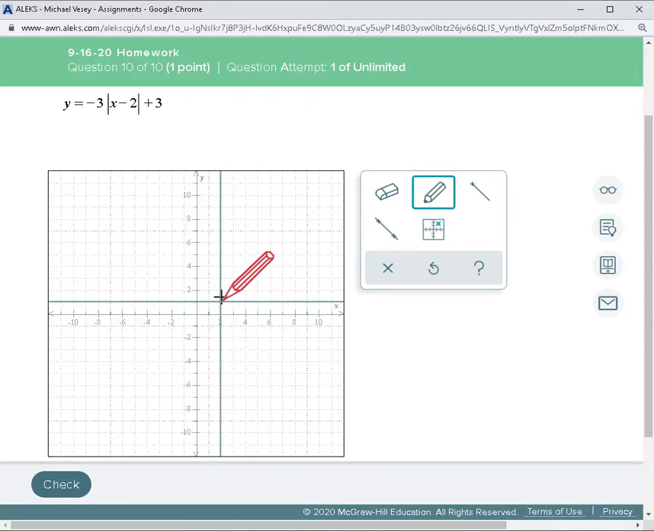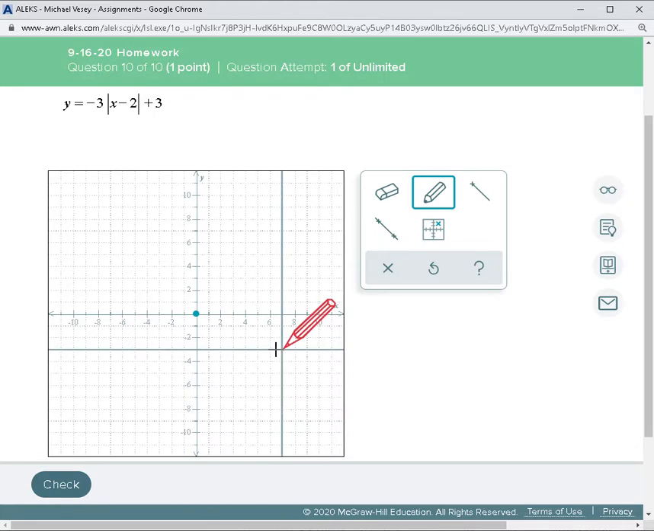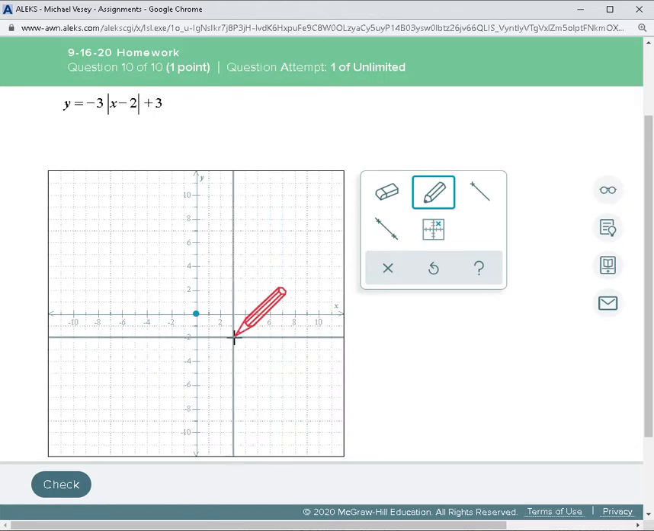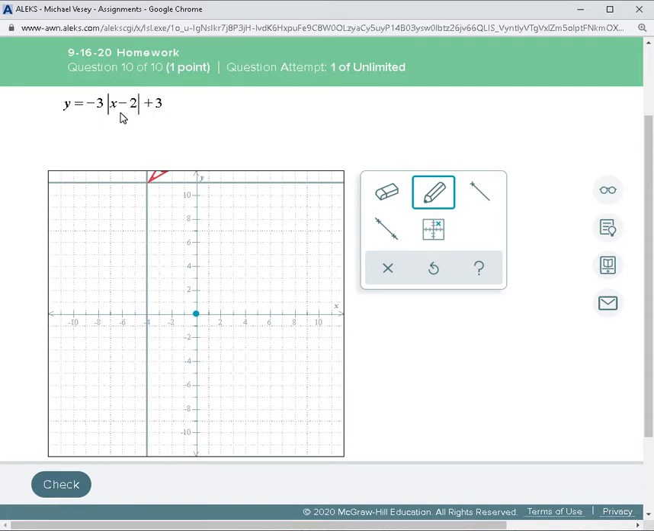The first thing I always recommend finding with these types of problems is your new vertex. Remember, the old vertex always starts at 0, 0 because the absolute value of 0 is 0. But in this problem, you can see that it says x minus 2, which tells me we're going to move to the right 2 spaces. Remember, if it's a minus on the inside, we're going to the right. If it's a plus on the inside, we're going to the left. So we're going to the right 2 spaces.